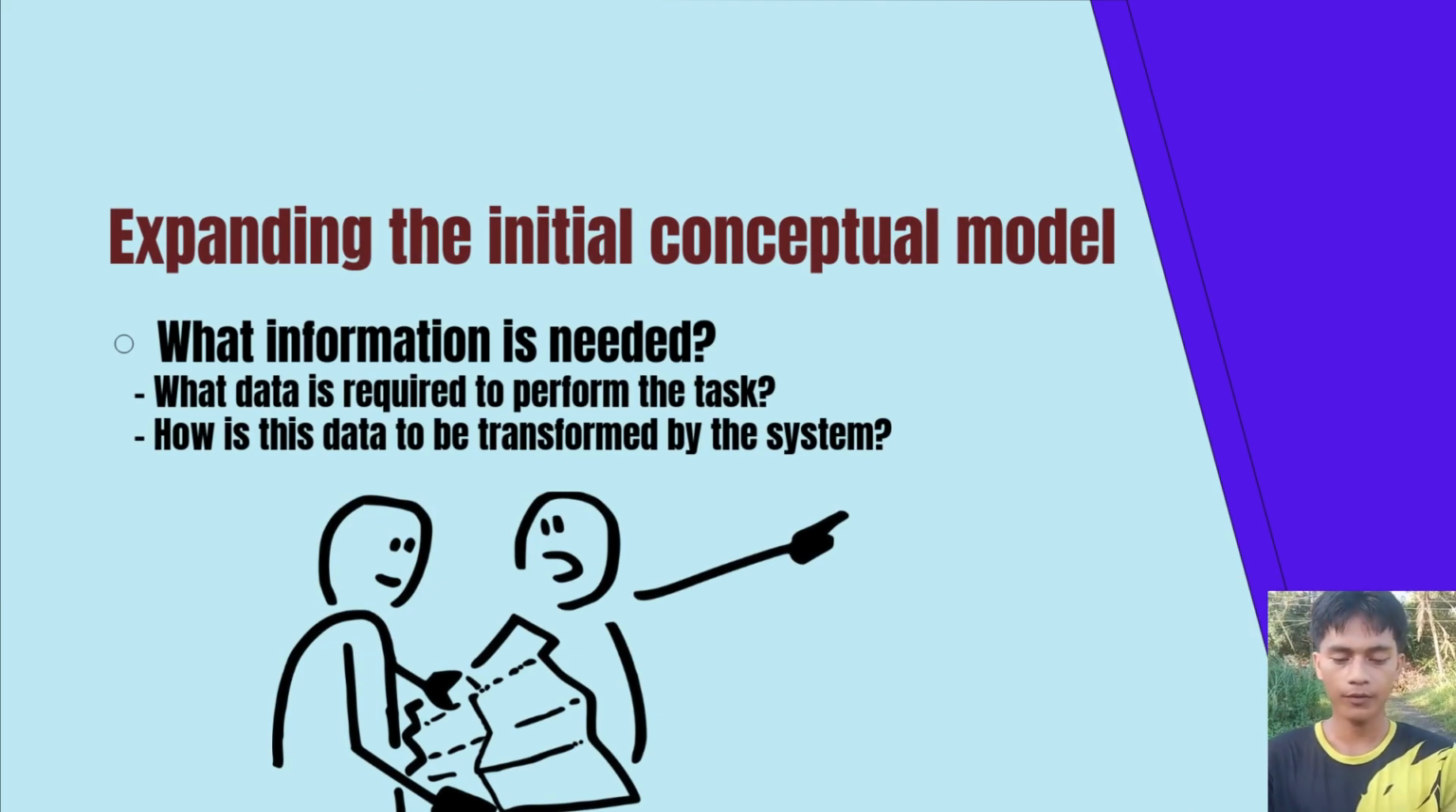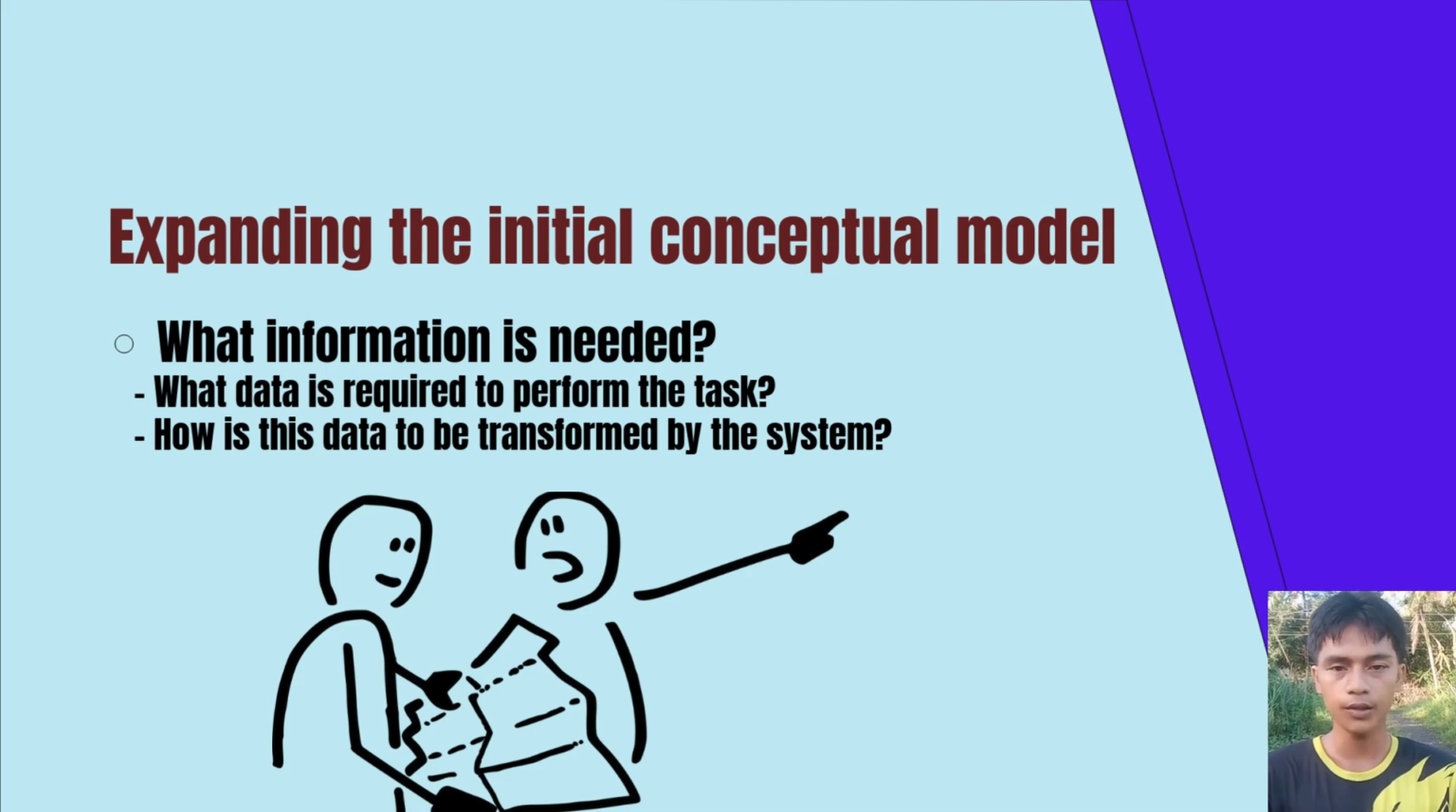Expanding the initial conceptual model. What information is needed? What data is required to perform the task? And how is this data to be transformed by the system? So, expanding the initial conceptual model means adding details to understand what is needed for it to work properly.